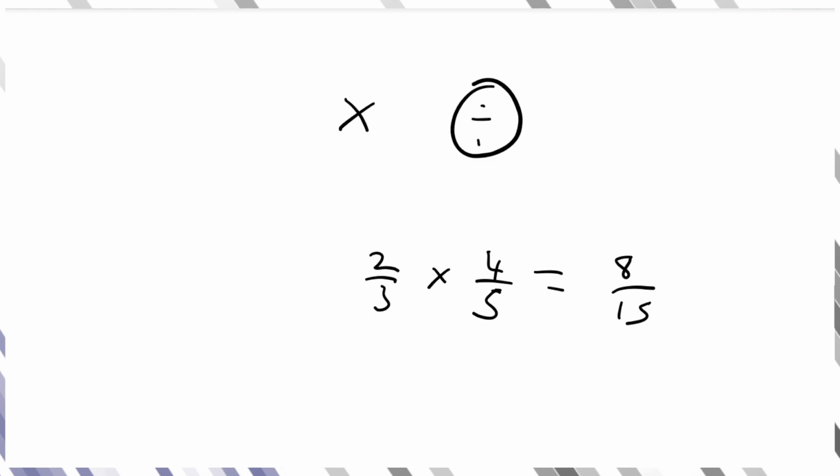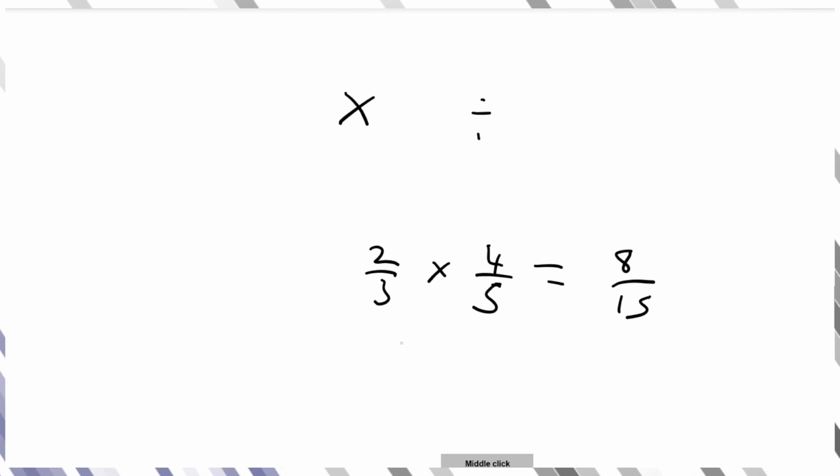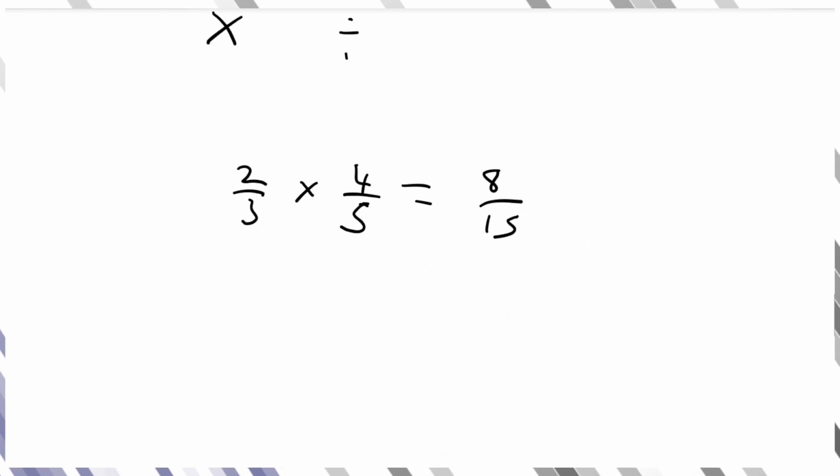For division you can do the same thing, but it might not divide very nicely, so there's a little bit of a trick for it, and it's all to do with KFC. So let's say if we wanted to divide these two fractions, we've got 2 over 3 divided by 4/5. If you remember KFC, the letters K, F and C stand for keep, flip, change.